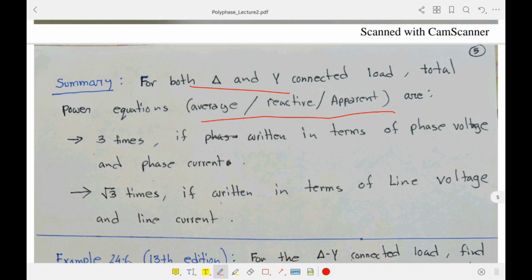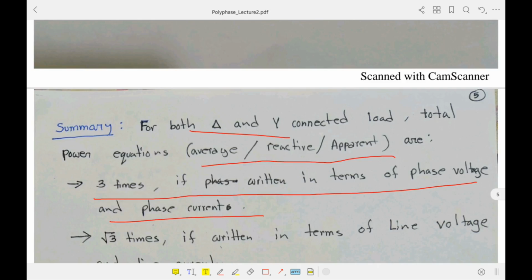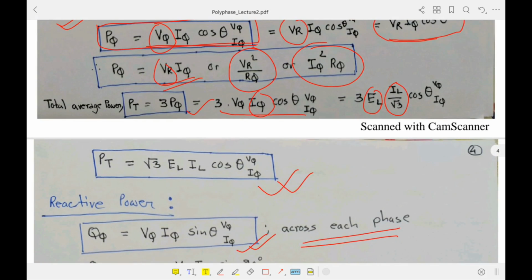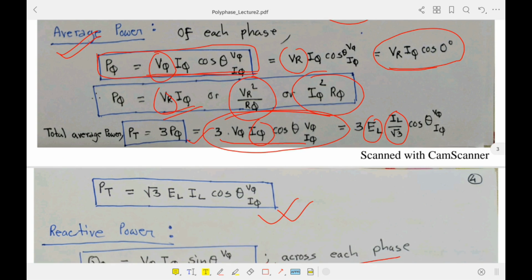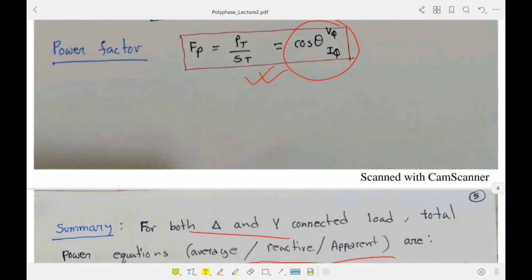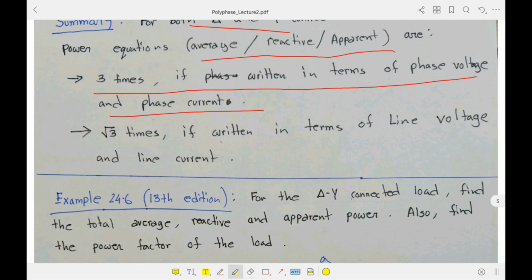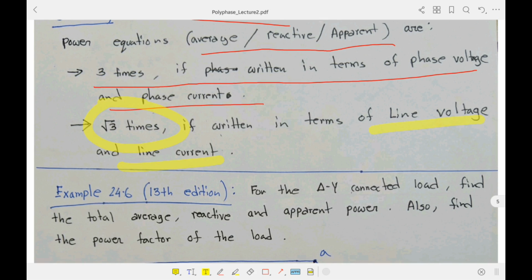So we can say that the power, if written in terms of phase voltage and phase current, is 3 multiplied by V phi I phi. So in terms of phase components, it is 3 multiplied by single-phase power, and in terms of line components, it is root 3 times. So these are our total expressions, and they are simple expressions, so I think you can easily remember them.